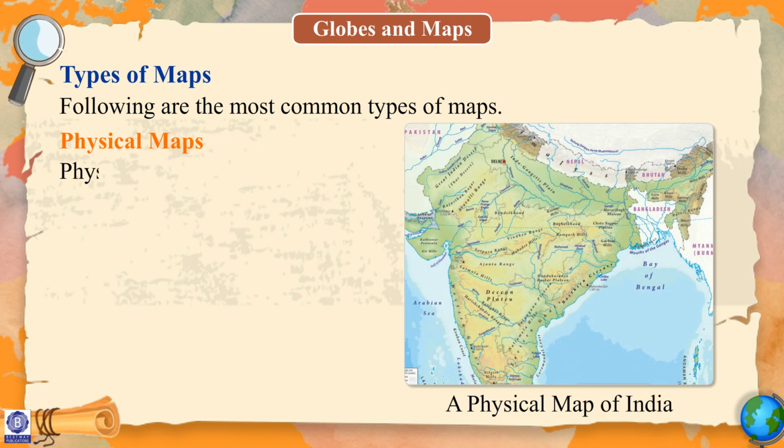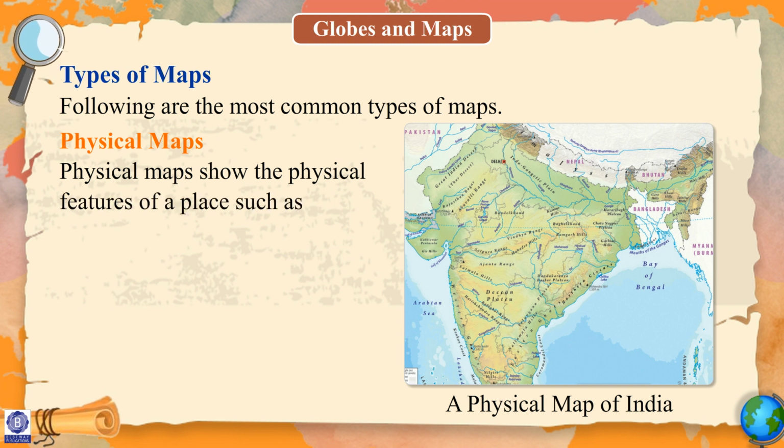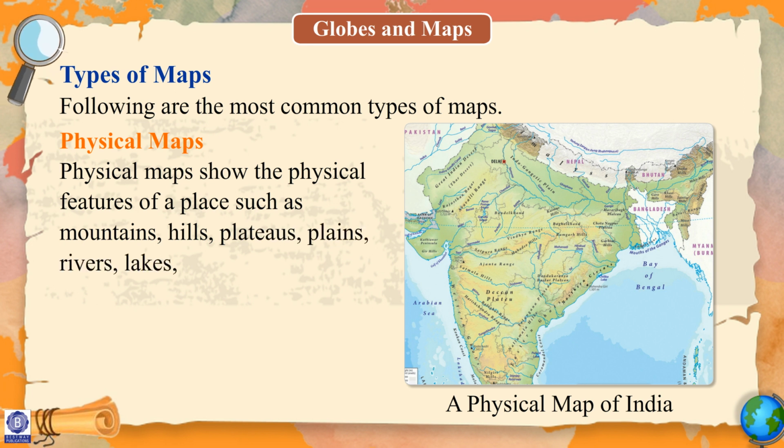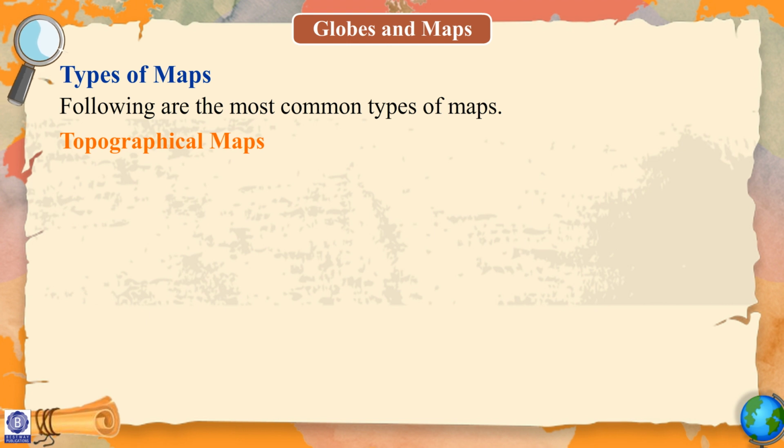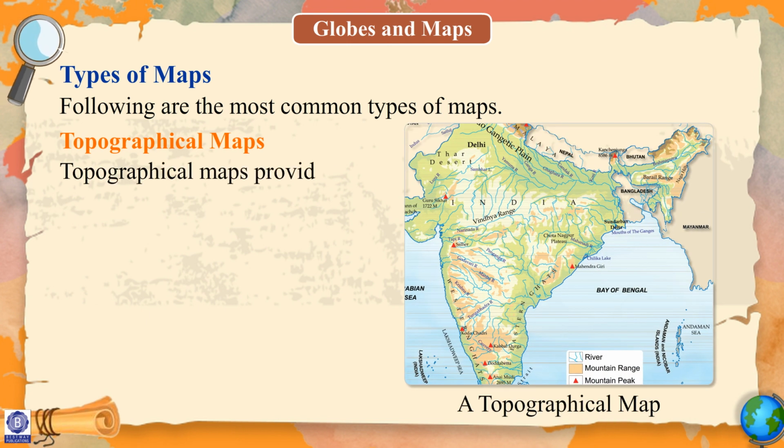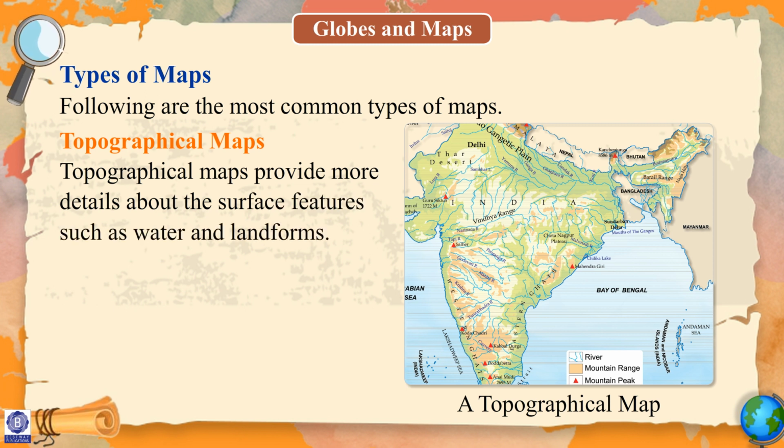Physical maps. Physical maps show the physical features of a place such as mountains, hills, plateaus, plains, rivers, lakes, etc. These are represented by different colors and symbols. Topographical maps. Topographical maps provide more details about the surface features, such as water and landforms.